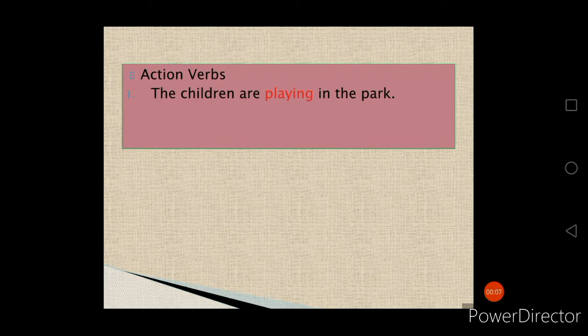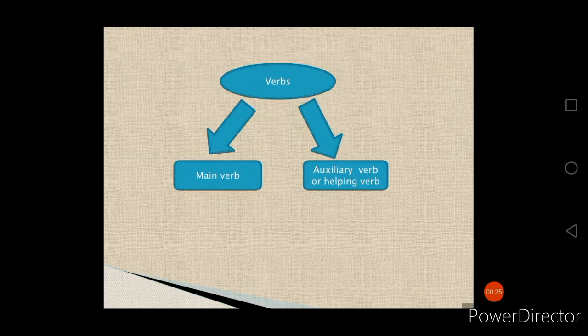Read the given sentence. The children are playing in the park. The children are playing in the park. Students, in this sentence, what is the action verb? Yes, in this sentence, the action word is play. Play, it is a physical action, right? So we can use the ing forms with the action verbs, but we cannot use ing forms in the state verbs.